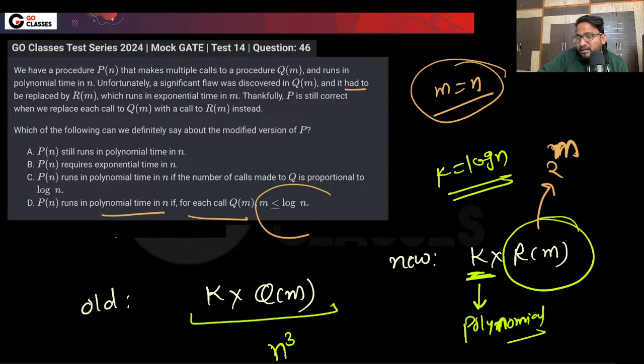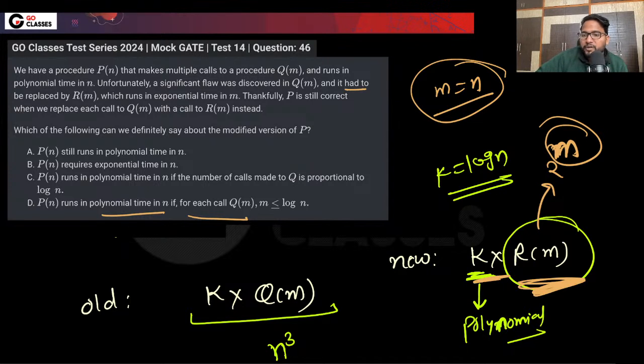If m is log n, then it is also polynomial, right? It is also polynomial. So in that case, because this m is log n, D is the answer.